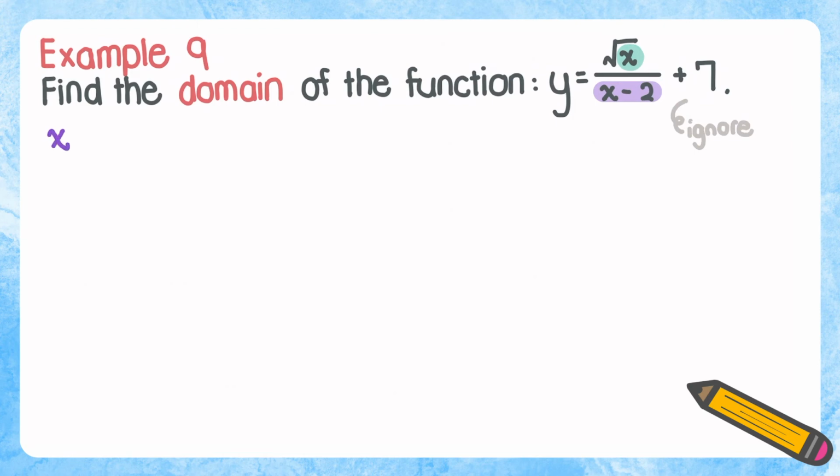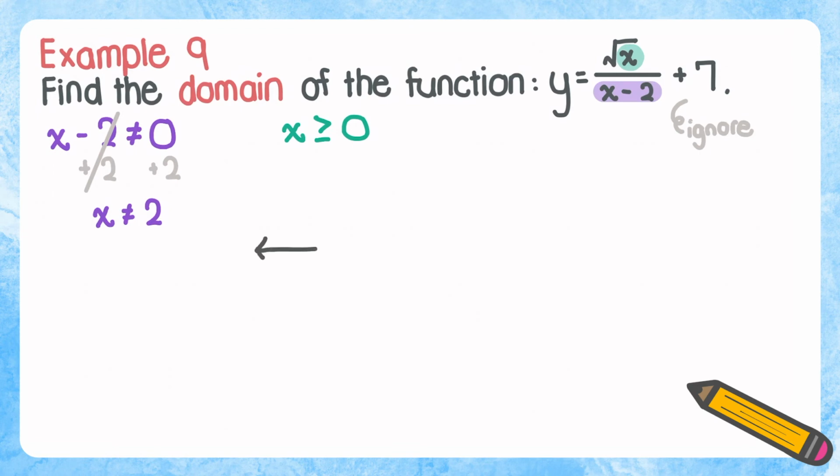So first, let's focus on the denominator. x minus 2 cannot equal 0. I add 2 to both sides, and I find that x cannot equal positive 2. I have to make sure the denominator does not equal 0. I also look at the radicand, so x must be greater than or equal to 0. But x is already isolated, so that's all we have to do here.